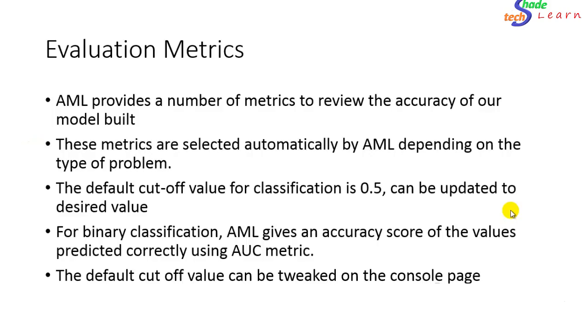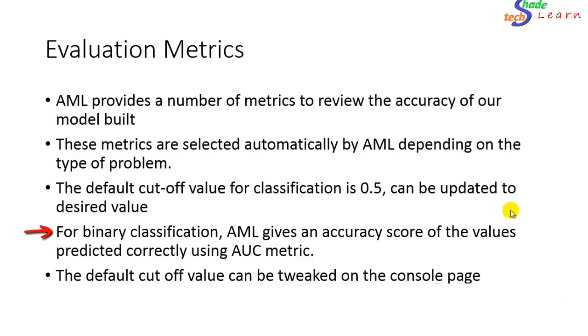For a binary classification, the algorithm outputs a prediction score. The observation is assigned a class based on a cutoff value. The default cutoff is 0.5: if the score is greater than 0.5, the class assigned is 1, and 0 otherwise. The default cutoff value can be changed and the results can be reviewed on the console page.